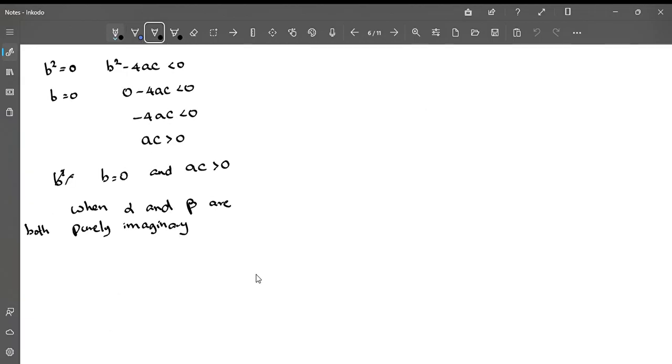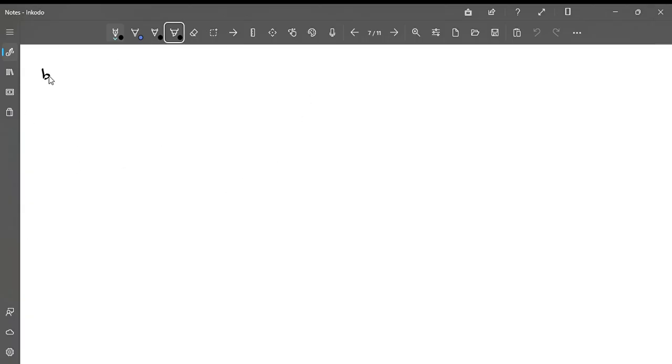This part is done. Now let's go for the B part. Let f(x) equals x cubed minus 3abx minus a cubed plus b cubed, where a and b are real numbers. Show that x minus a minus b is a factor of f(x).